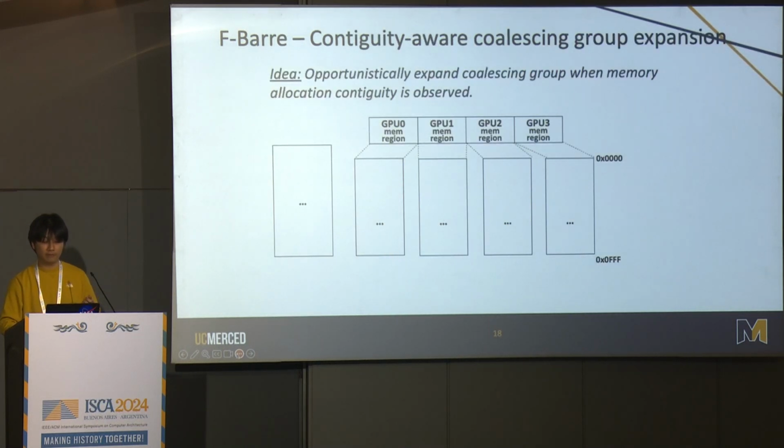The second limitation of baseline bar is that the coalescing group size is limited by the number of GPU chiplets in the system. Our solution is called contiguity-aware coalescing group expansion. The key idea is to opportunistically expand the coalescing group whenever memory allocation is observed.